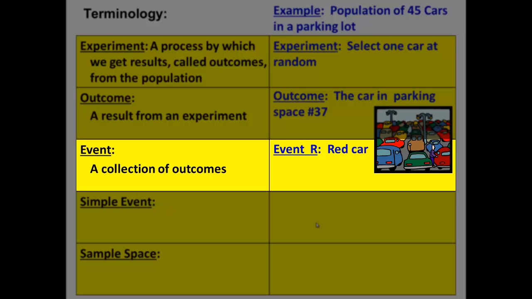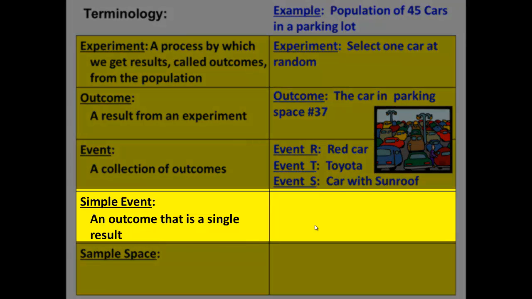Event R would be a red car. So once we have selected a car, we have that outcome, and then we check to see if it is a red car. We might check to see if it's a Toyota. Is the car I selected a Toyota? Does the car have a sunroof? Event S might be a car with a sunroof.